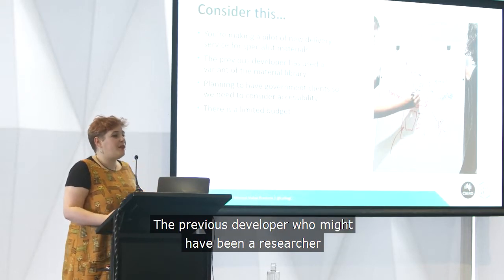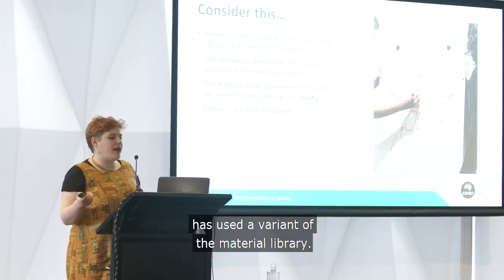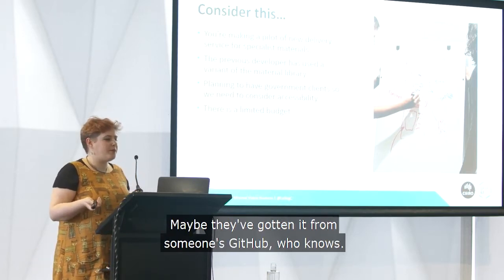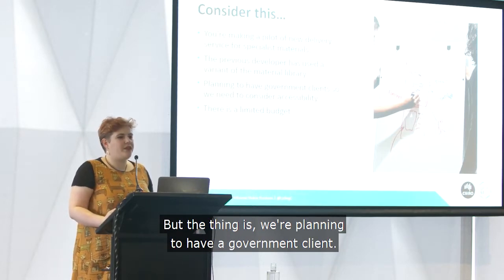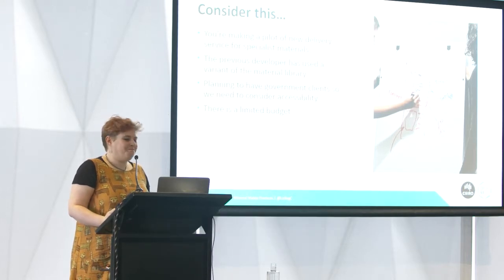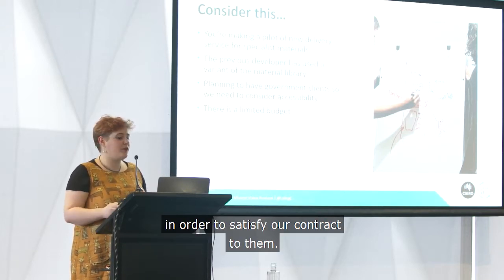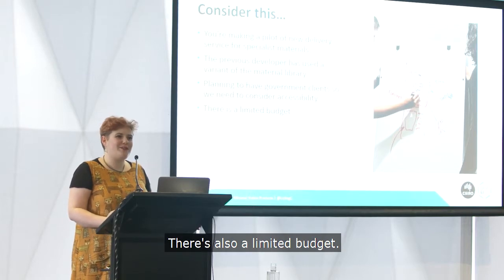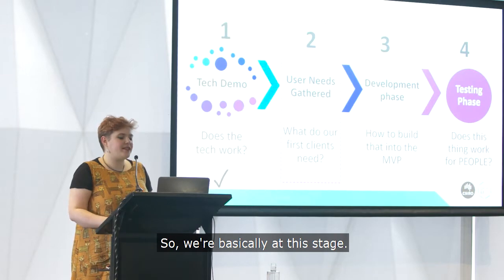The previous developer, who might have been a researcher or someone who's just really new to coding, has used a variant of the material library. Maybe they've gotten it from someone's GitHub, who knows. But the thing is, we're planning to have a government client. Oh no. Because they want us to consider accessibility and meet a standard in order to satisfy our contract to them. And there's also a limited budget. Great. Love this problem.